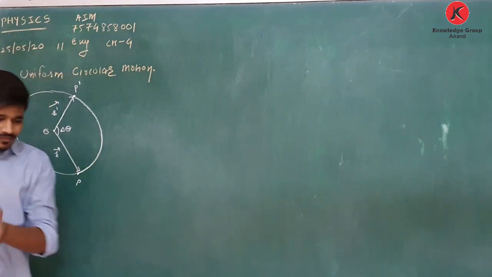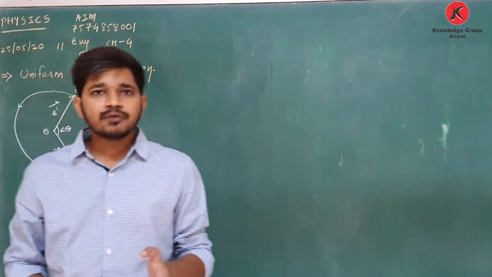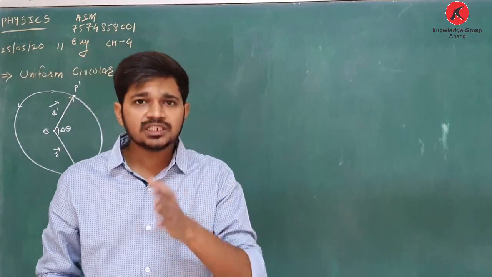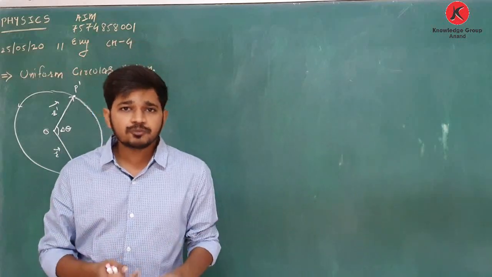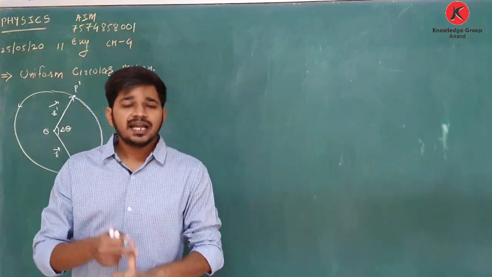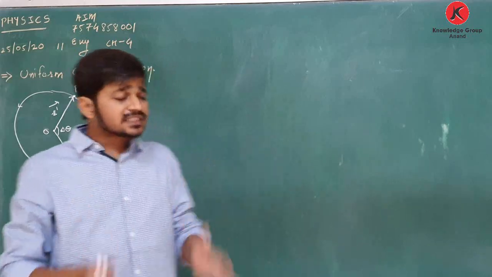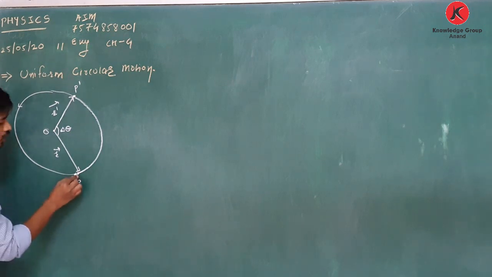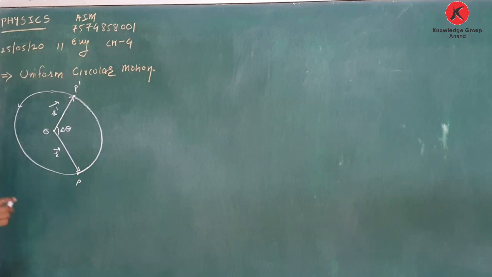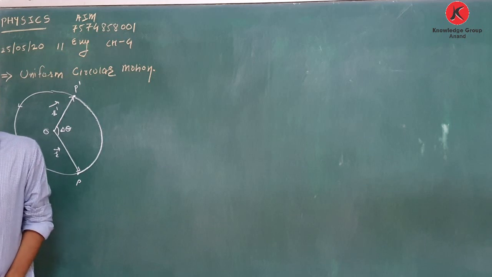Like in chapter 3 we discussed motion in a straight line, and in this fourth chapter we have discussed linear speed, velocity, acceleration, etc. The same quantities we have to derive for rotational motion. Whenever an object moves on such a circular path, we can say it is a type of rotational motion, and in rotational motion, you have to derive some quantities.